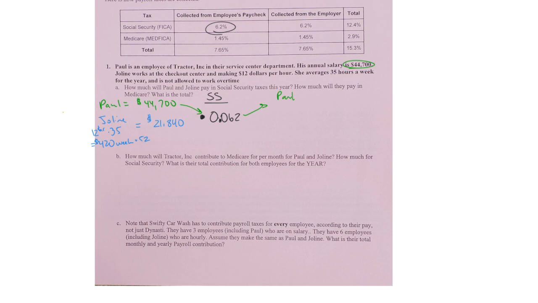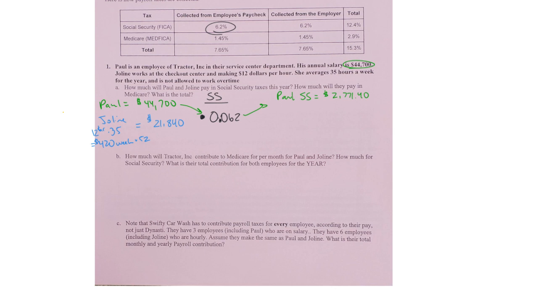And look, I'm going to label that. So we're going to know Paul's Social Security is going to be, remember it's money, $2,771.40. I'm going to put that zero at the end because we're talking about money. We need two decimal places when we talk about money. Right? Now I'm going to do Jolene's Social Security.